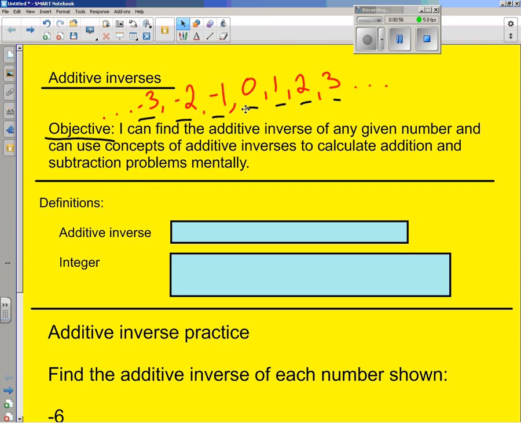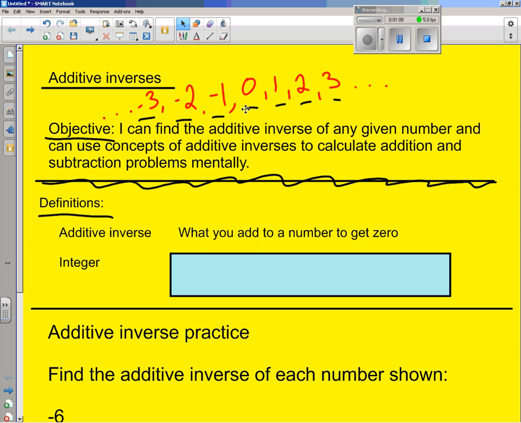So go ahead and put a little line going across your notebook. Keep this on the same page and write definitions. Our first definition is going to be of additive inverse. And you guys know this concept. You just might not know the term, but the term is important for you to memorize.